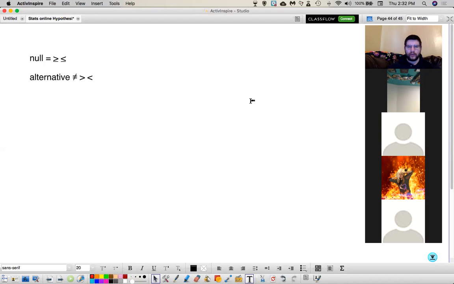In the TI, whenever I type in second bars, no, you're just putting in your alpha value for inverse norm.